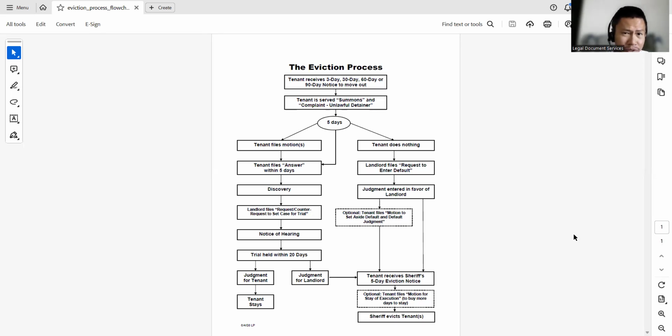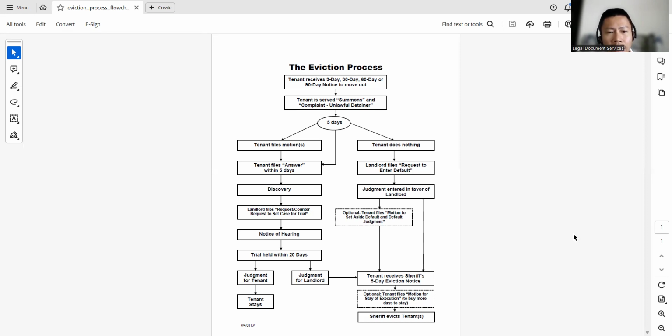So with no further ado, the eviction process starts out with the tenant receiving a 3-day, 30-day, 60-day, or 90-day notice to move out. And then after the time frame on the notice has lapsed, the tenant is served a summons and complaint of unlawful detainer. Within 5 days of being served with the summons and the complaint, the tenant has an option to file motions or to do nothing.